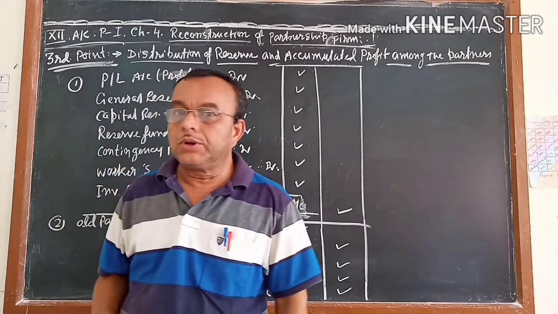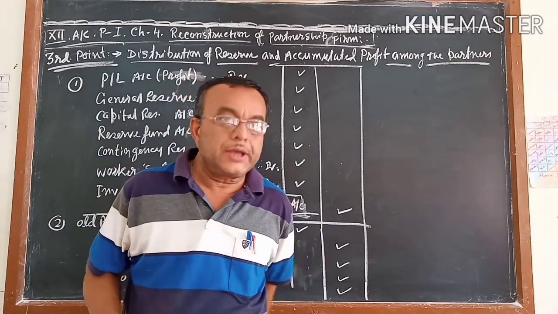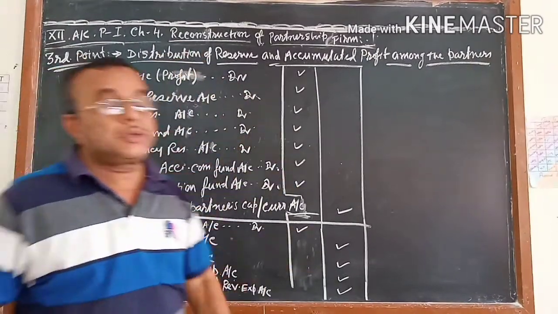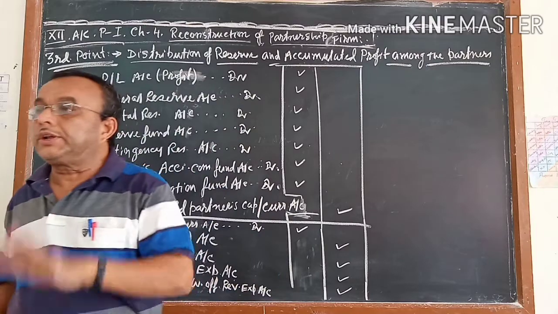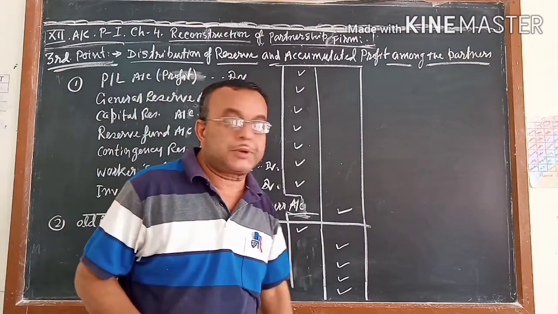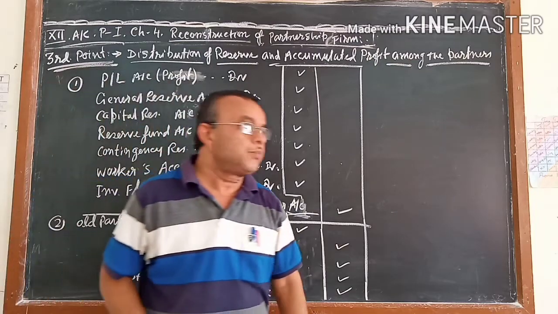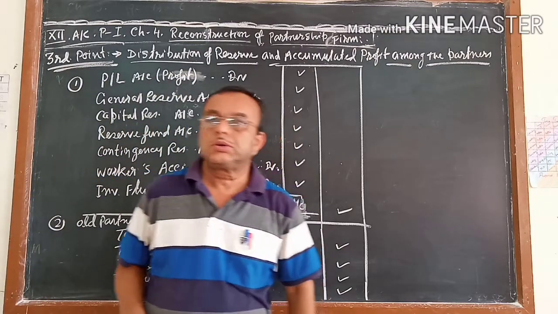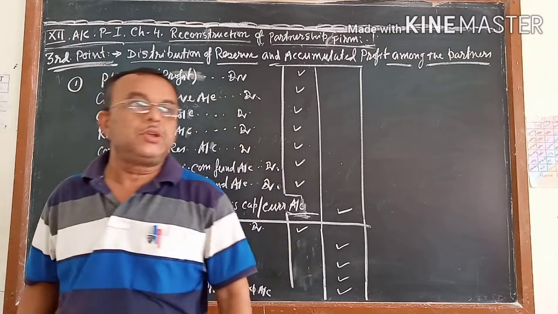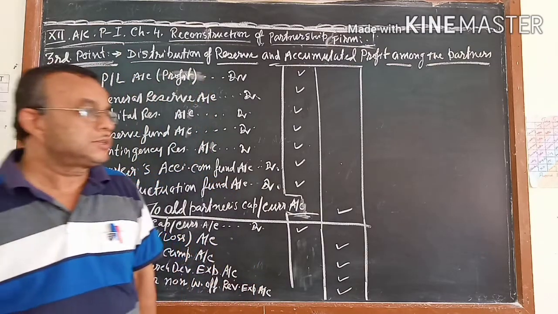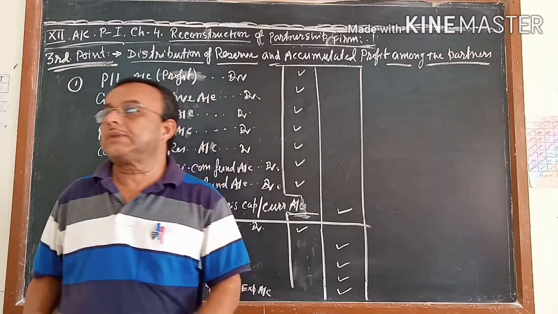I already told you, once again I am telling you, in this chapter, Reconstruction of a Partnership Firm, the total weightage according to your board paper style is 5 marks: 1 MCQ of 1 mark, 1 question from section B of 1 mark, and 1 question from section C, practical sums of 3 marks.